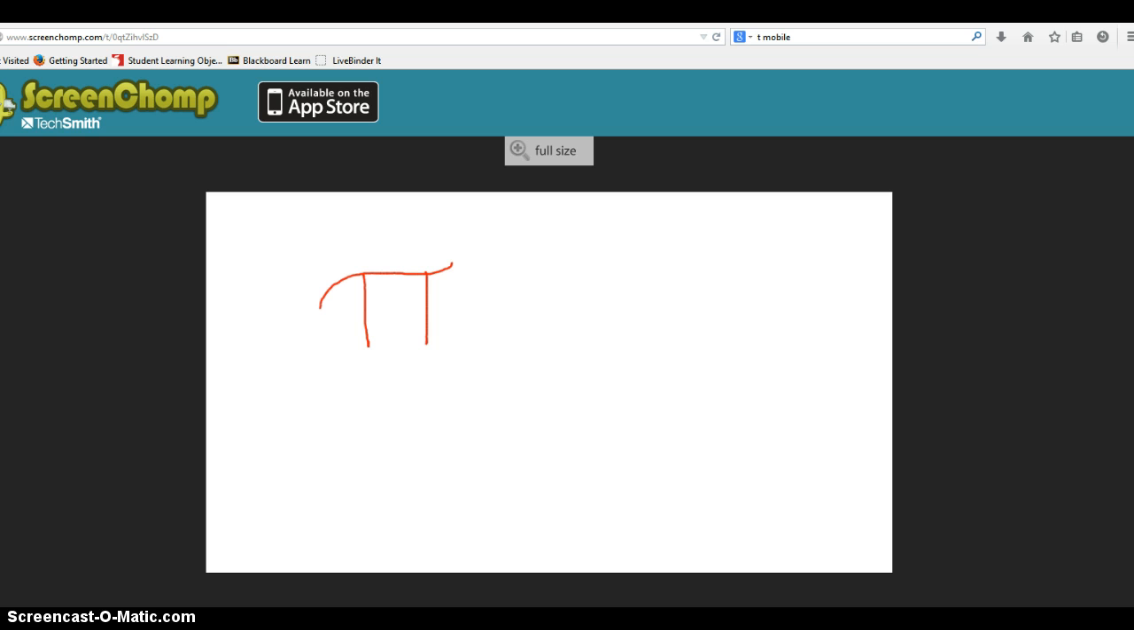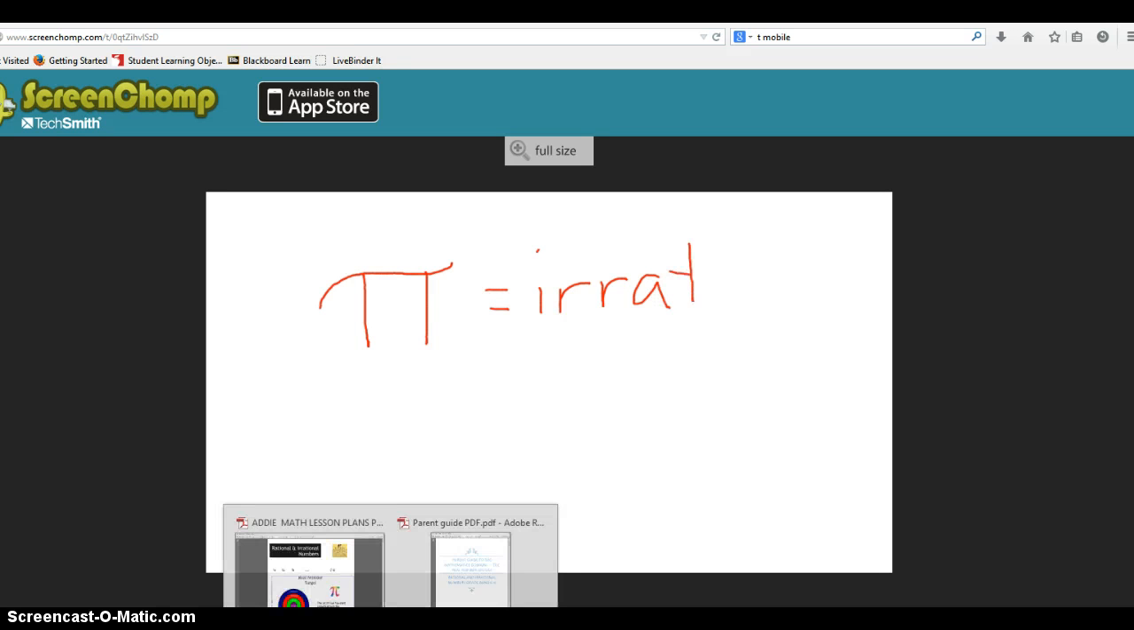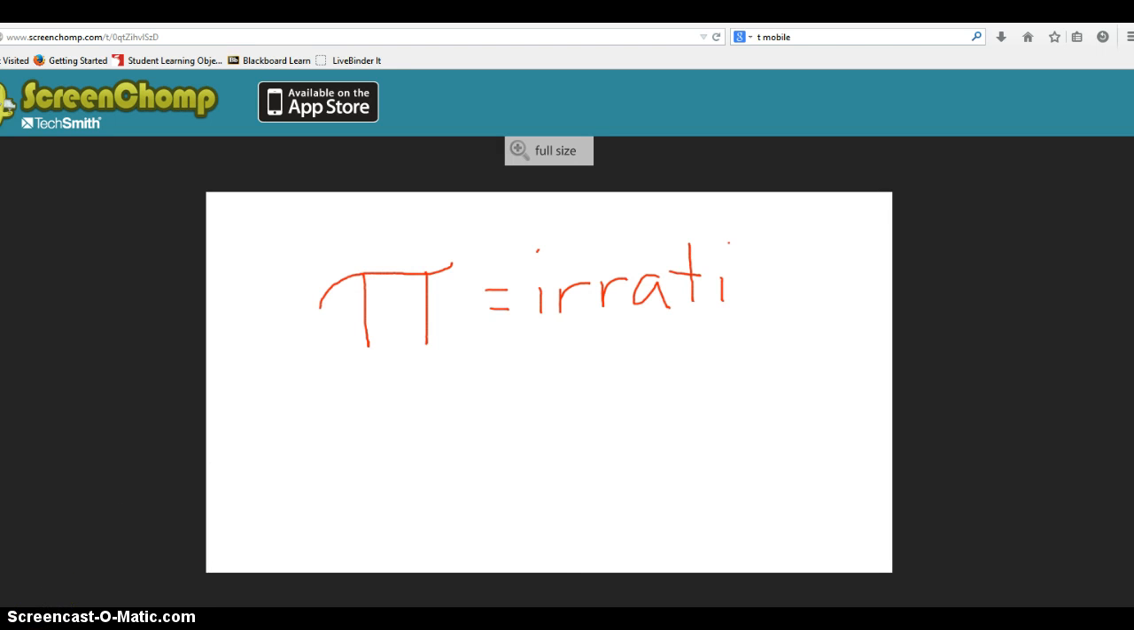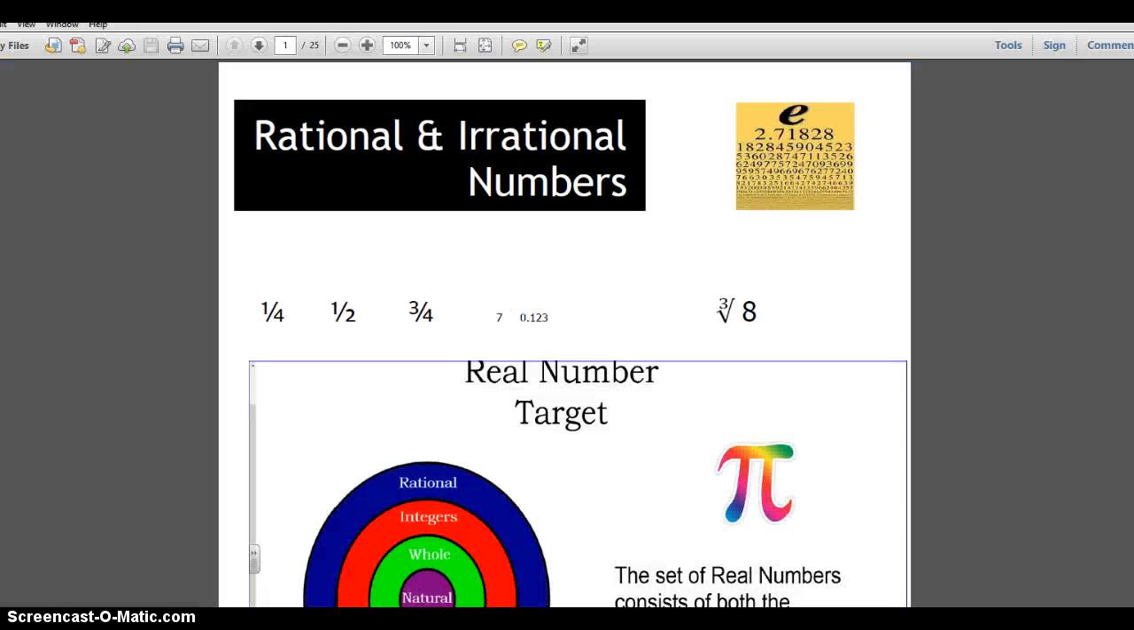Students are able to write on the screen and explain what they're doing. And where would you classify pi? In what set of numbers? Irrational. Okay. And why is pi irrational? Because the number keeps going on and on. Very good. So that's just a sample of one of the students giving her summative assessment, integrating technology.